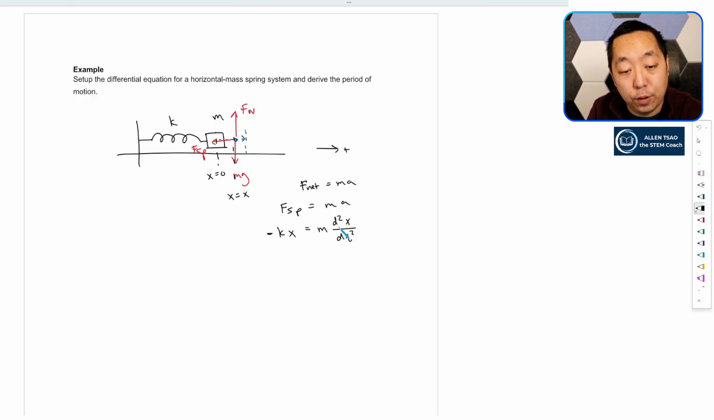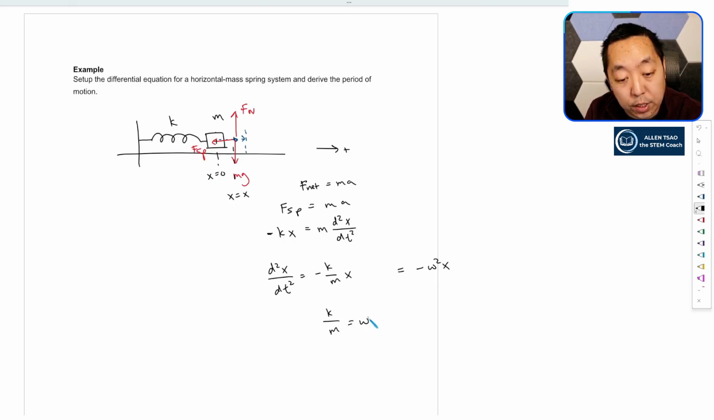You want to solve for this by moving m over here, so you get the second derivative equal to negative k over m times x. We want to pattern match it to the negative omega squared times x here. If you pattern match this to this, you get k over m is equal to omega squared. So the omega is the square root of k over m.